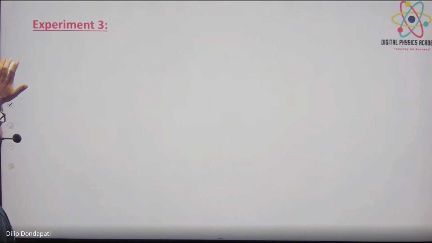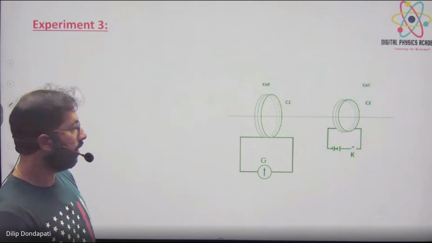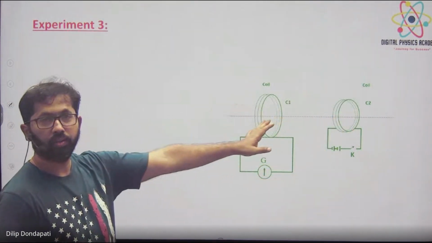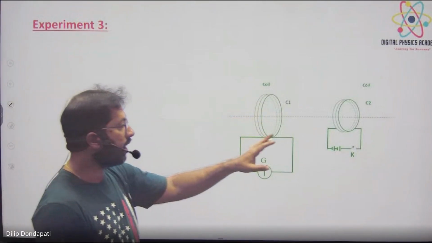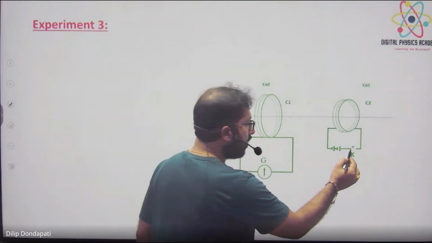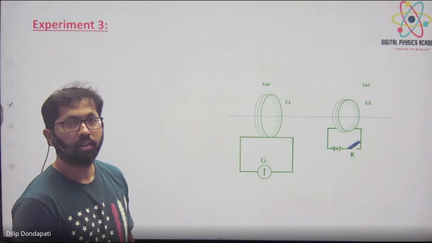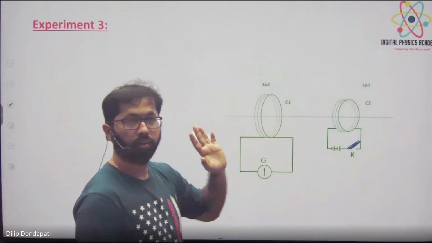एक्सपेरिमेंट 3. एक्सपेरिमेंट 3 क्या है? नो, इधर से बड़ा कंक्लूजन आने वाला है. He fixed the coil. He is not moving any coil. First coil में गैलवनोमीटर as it is. सेकंड कॉइल में बैटरी एंड की इज देयर. ओके. Initially, when the key is open, tell me how much current is flowing in the coil? Initially zero current. Zero current is flowing. ओके, there is no current.